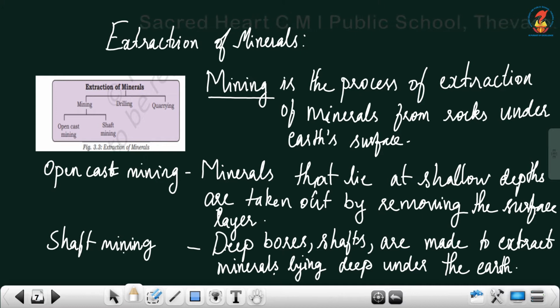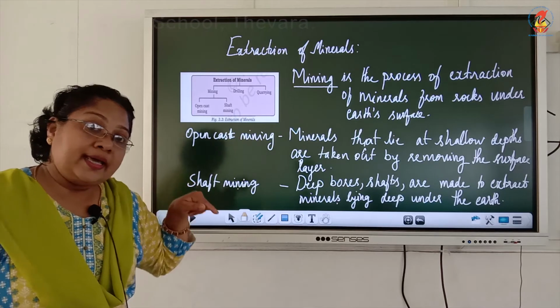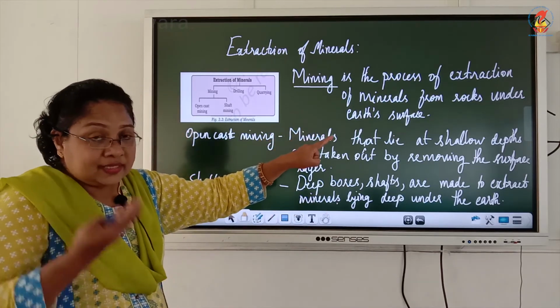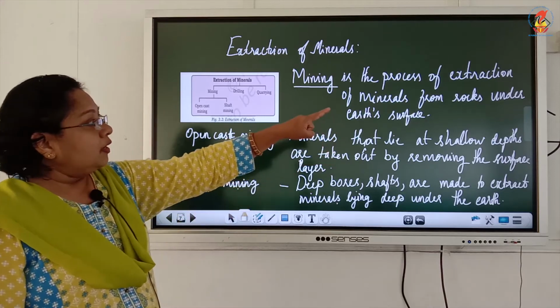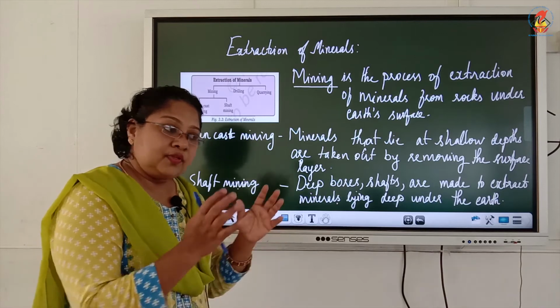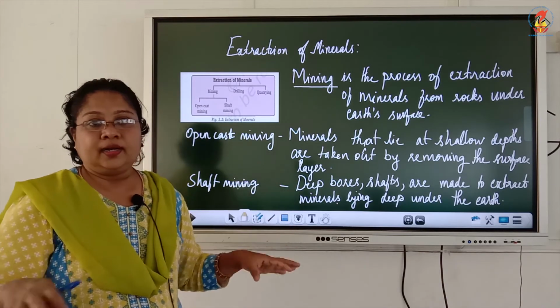And what is mining? Mining is a process of extraction, meaning taking out, of minerals from rocks lying underneath the earth. So mining is a process of extraction of minerals from the rocks under the earth's surface. We are just taking out the minerals found in combination with rock. That rock is taken out and the minerals are taken out from it.